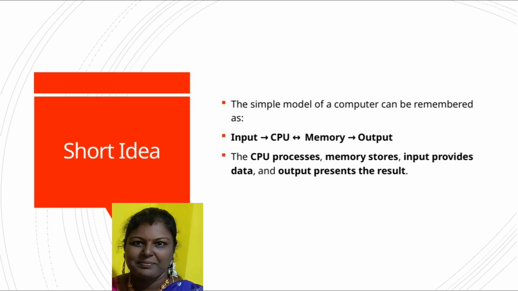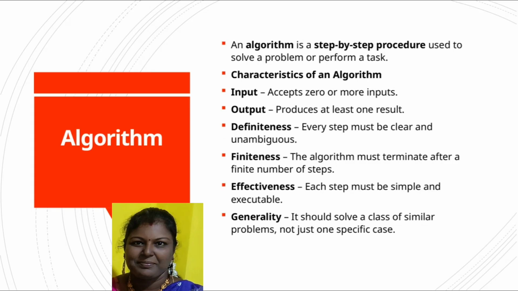An algorithm is basically a recipe, a clear set of steps designed to solve a problem or complete a task. It starts with input, which could be nothing or several pieces of information. Then, it produces output, at least one result. Every step has to be precise and unambiguous, so there's no confusion. It must finish after a limited number of steps, and each step should be simple enough to carry out. Finally, a good algorithm isn't just a one-trick pony. It works for a whole group of similar problems.